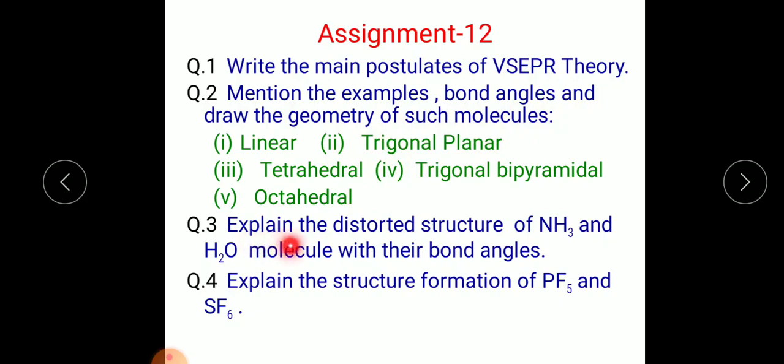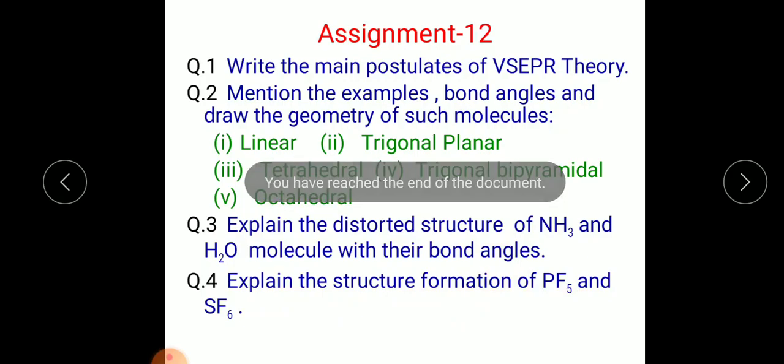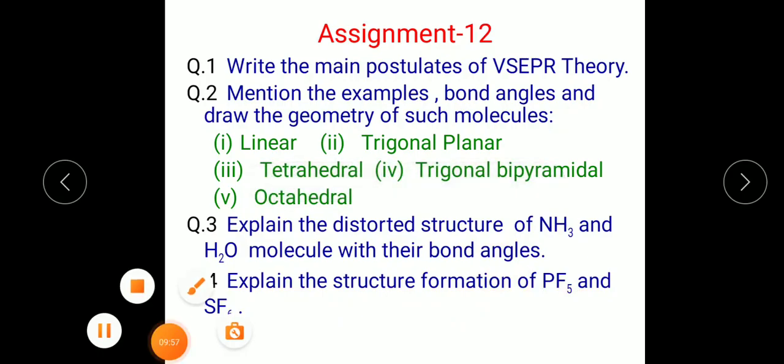Question number 3 is explain the distorted structure of ammonia and water molecules with their bond angles. And question number 4, explain the structure formation of phosphorus pentafluoride and sulfur hexafluoride. Complete this assignment and send it in my mail.